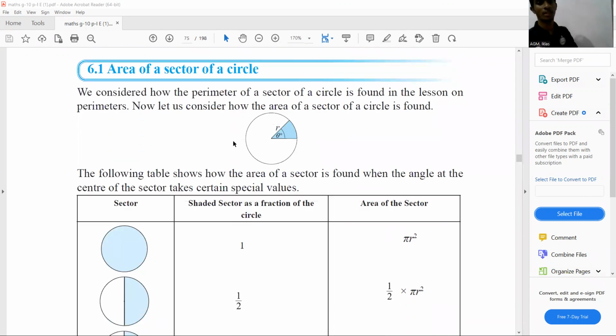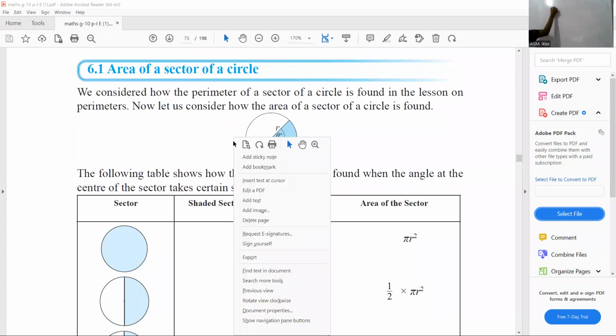Here, arc length we used to write like theta over 360 into 2 pi r. But instead of 2 pi r, here we are going to put pi r square. That's all. So area of a sector is equal to theta by 360 into pi r square. So you have to remember this equation.